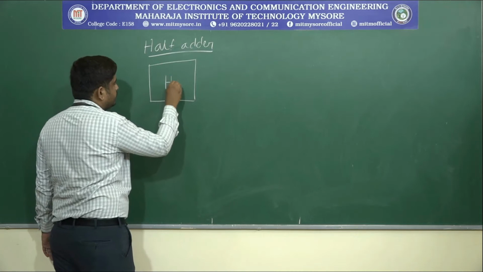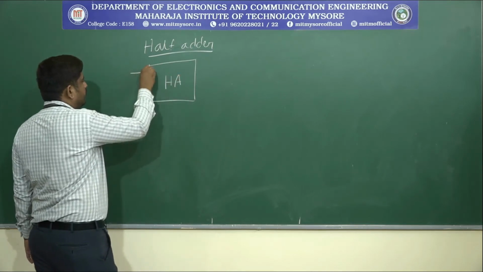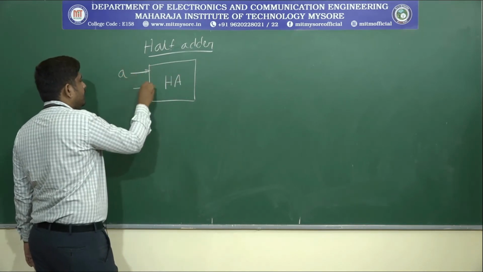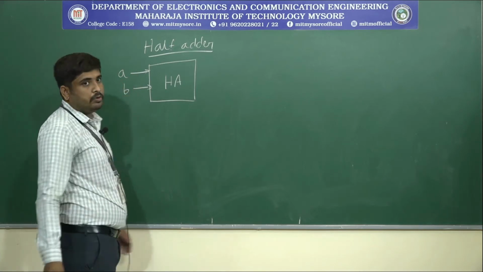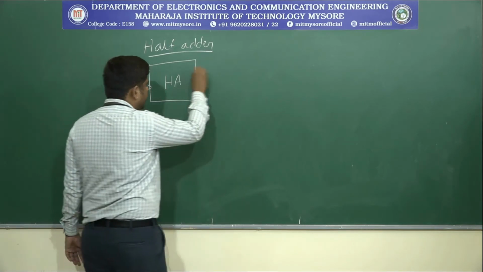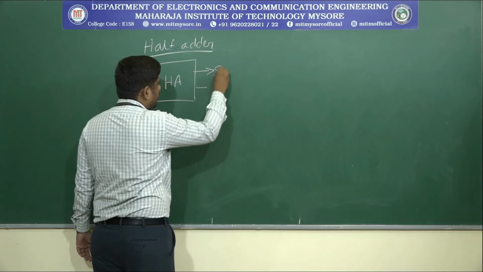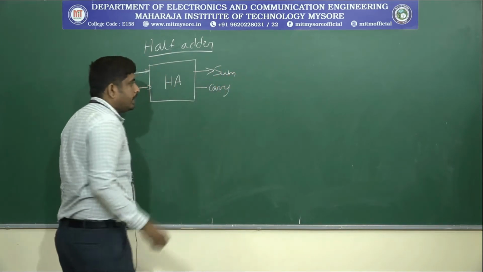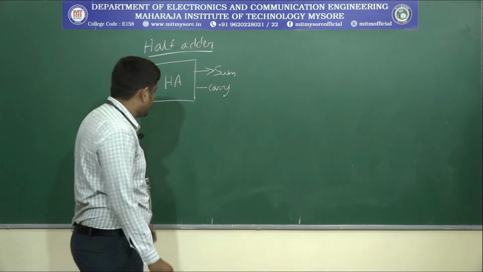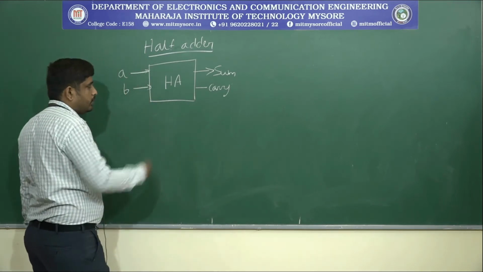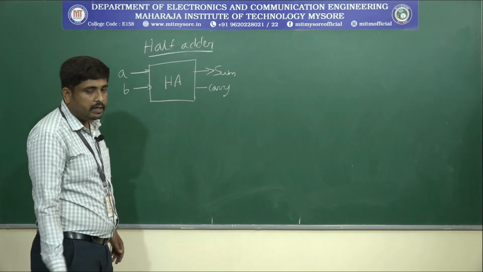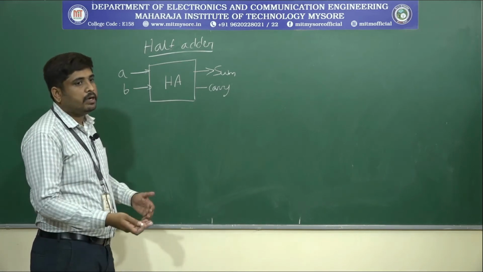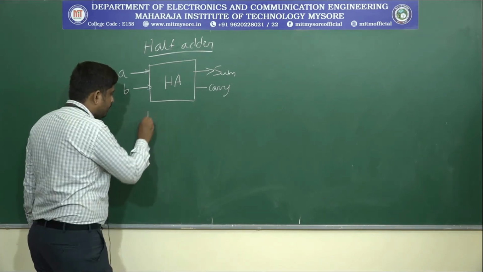So name it as HA. Then we know that A and B are the inputs. Then what are the outputs? Sum and carry. Sum and carry are the outputs. Next we have to write the truth table for this one. Based on the truth table we have to write the equation, and based on the equation we have to write the logic circuit.